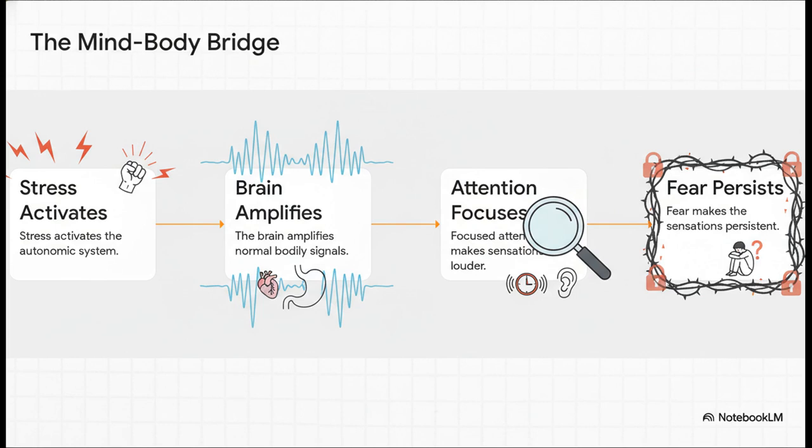Stress kicks our fight-or-flight system into gear. The brain, now on high alert, starts to amplify normal everyday bodily signals. You know, the gurgles and twinges we usually ignore. Then when you focus all your attention on that signal, it gets louder, kind of like how a ticking clock seems deafening in a quiet room. And finally, the fear that this signal is dangerous is what makes it stick around. It's a direct physiological pathway from the mind to the body.